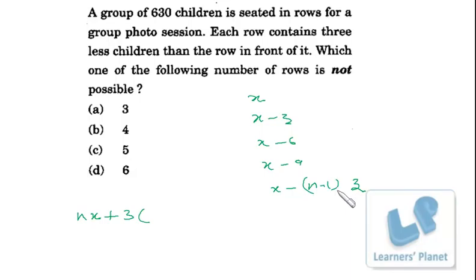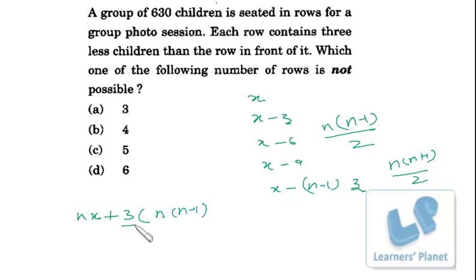And what is the sum of the first n minus 1 natural numbers? That is n minus 1 times n by 2, right? The sum of the first n natural numbers is n times n plus 1 by 2, but I have to find the sum of the first n minus 1 natural numbers. So n will be substituted by n minus 1. So inside the bracket, I took 3 as common from 3 plus 6 plus 9, and it is (n minus 1)n by 2, and that plus nx should be 630, right? Because the total number of children is 630.